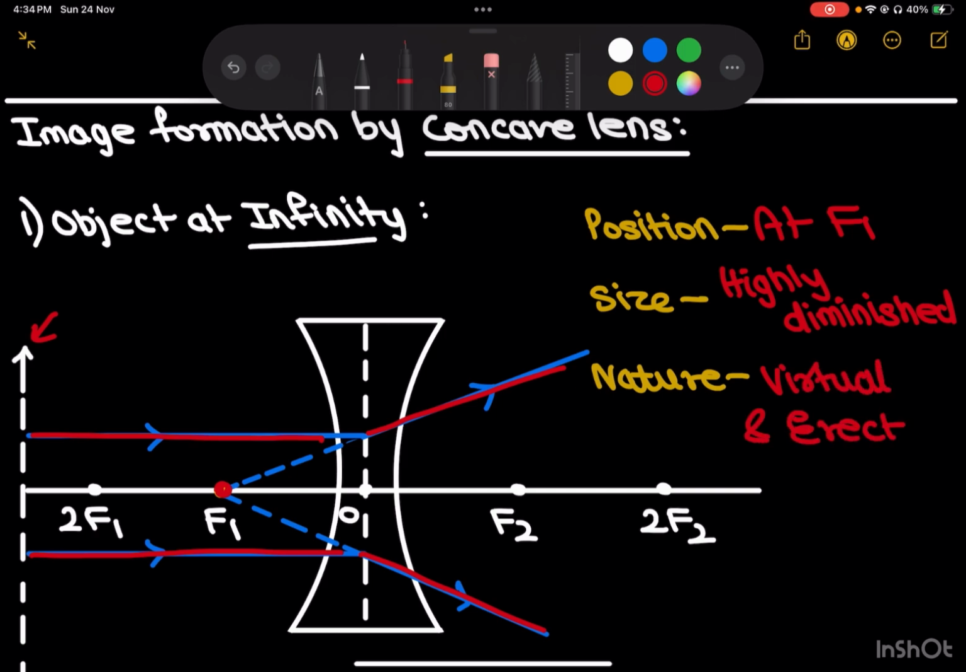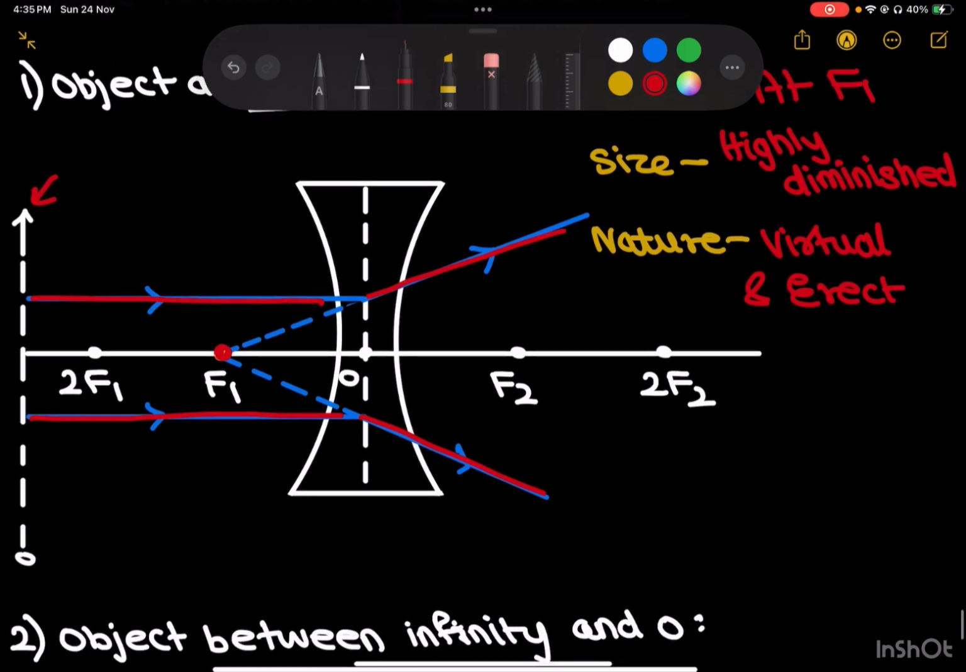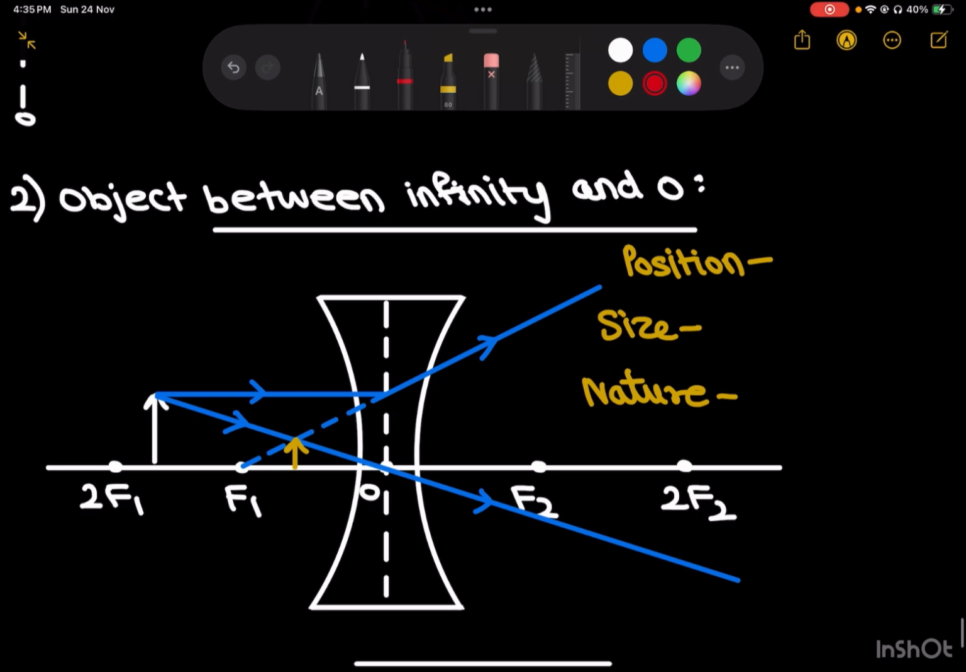Basically, like in mirrors, the convex mirror always formed virtual and erect images, and the concave mirror mostly formed real and inverted, only in one case virtual and erect, right? Similarly, in lenses, convex lens mostly forms real and inverted, only in the last case it formed virtual and erect. And concave lenses always form virtual and erect images. Okay, understood? Now, we'll move on to the second case, which is object between infinity and O, optical center, right?